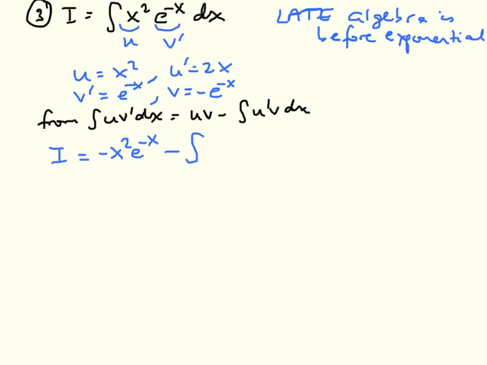minus the integral. And now there is going to be a factor of v again, and that has a minus sign in front of it. So I'll immediately make this here plus. There's a minus sign from the integration by parts formula, and there is another minus sign from here, so the two give us a plus sign. And now we have a factor of 2x from u prime, and we are left with an e to the minus x from the v factor.